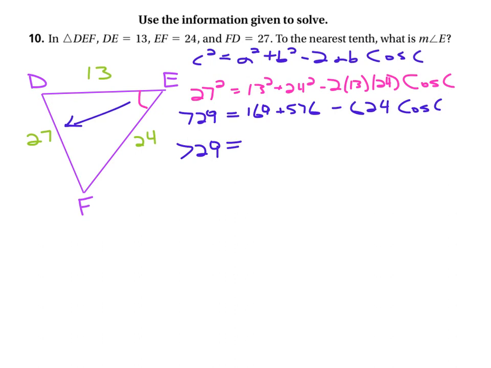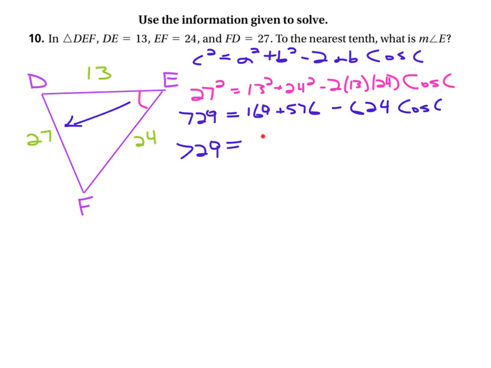They are free. They are not attached to something else like this negative 624. It's attached to cosine C. It's essentially the coefficient of it. It's saying how many times do we take that value. So we can't just use it as its own constant number. So we can combine those two numbers, though. We can say 169 plus 576 is 745.